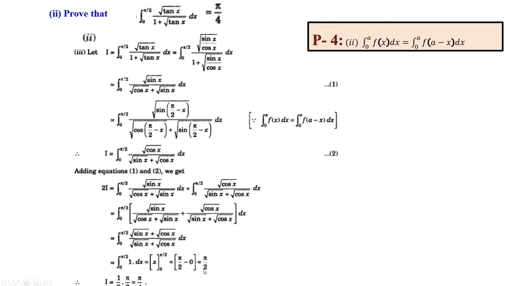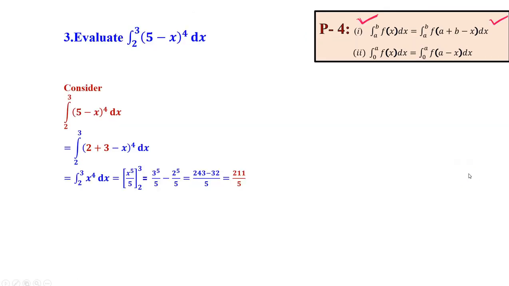So as before, we will get 2I equal to pi by 2, from which I we get as pi by 4. Now, in the fourth property we had two subdivisions. So far we have been using the second subdivision. Now we'll have an illustration of how the first one can be used.